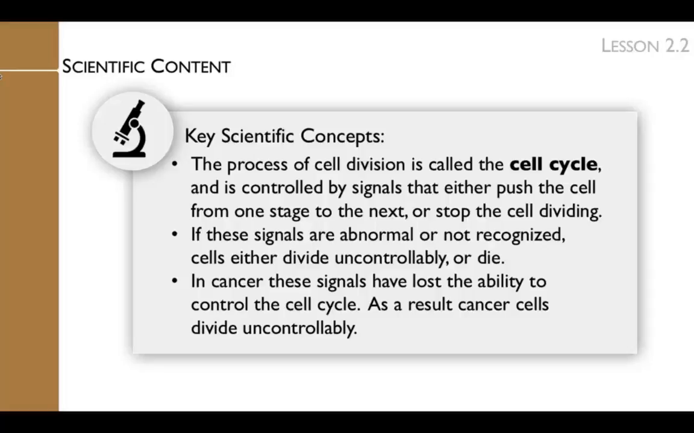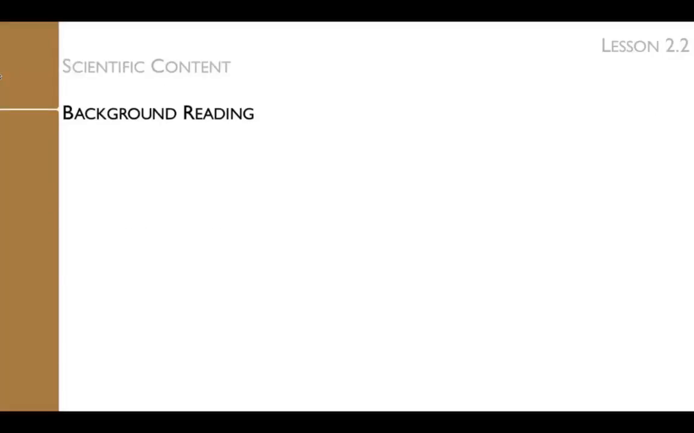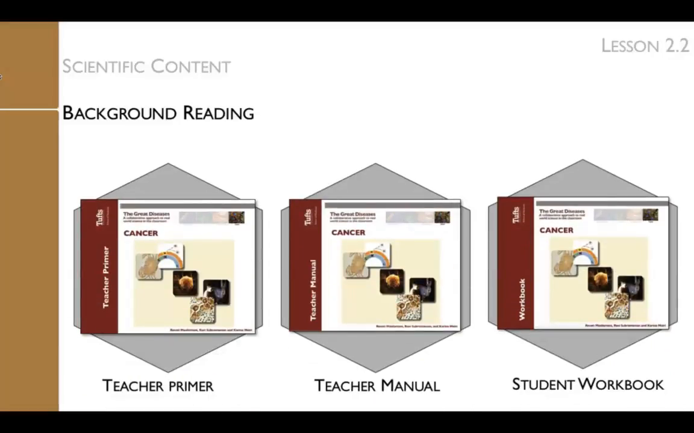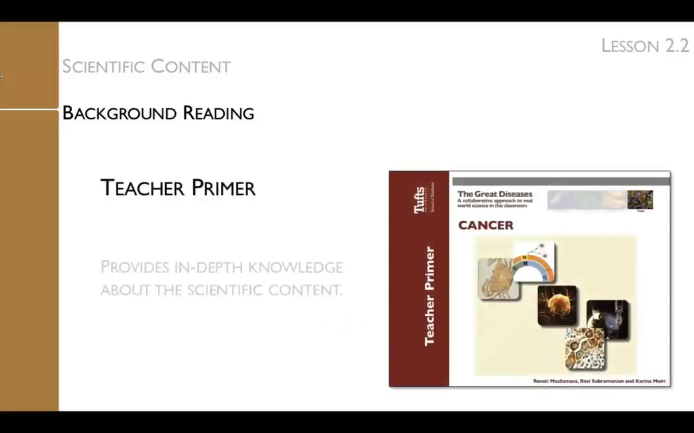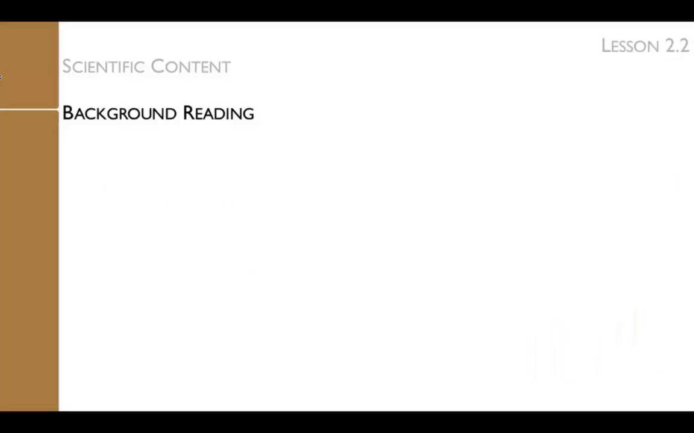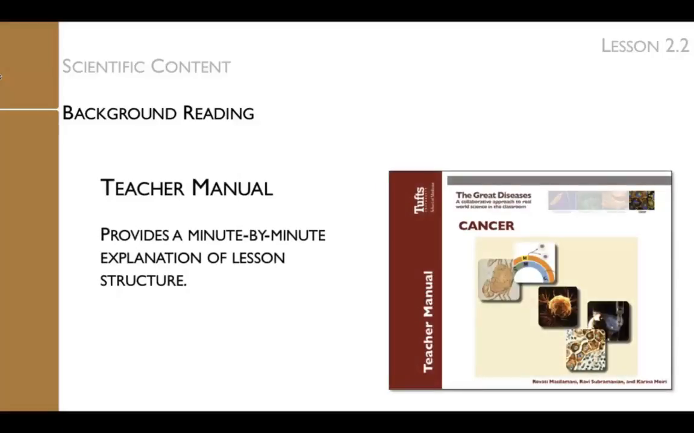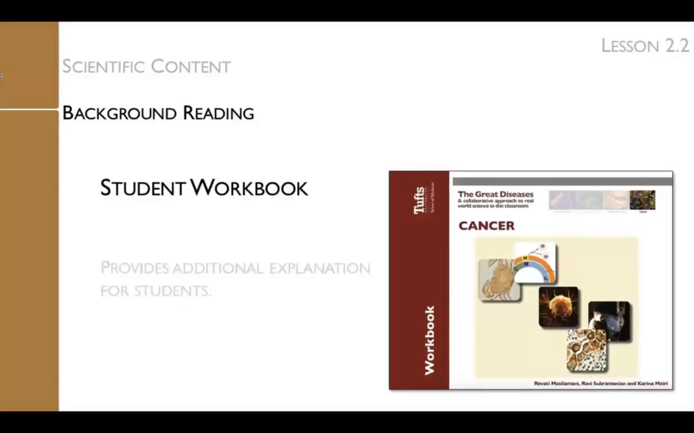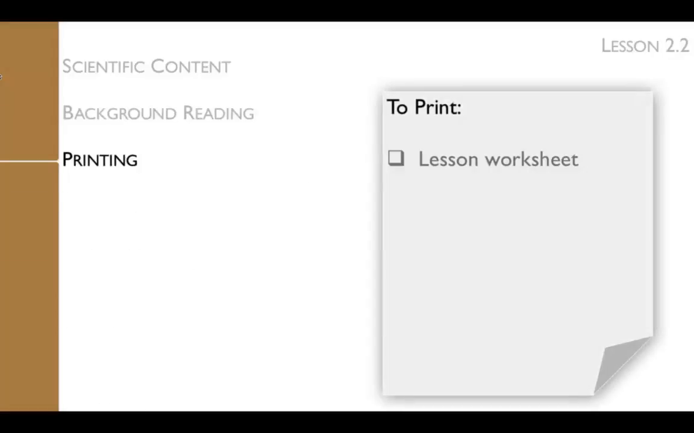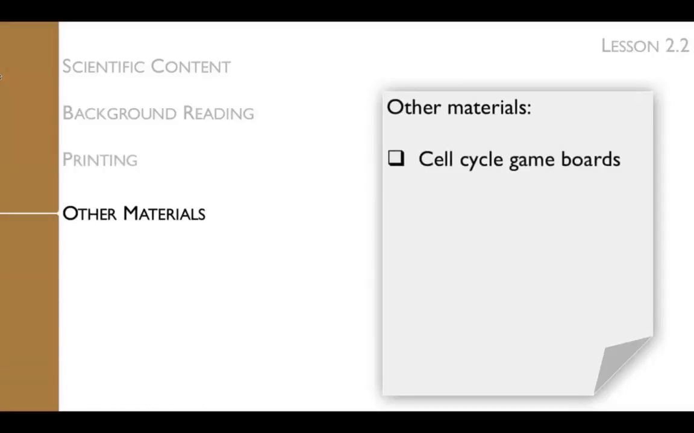You can review this scientific information in the background reading provided for you in the teacher primer, the teacher manual, and the student workbook. The teacher primer provides in-depth knowledge about the scientific content presented in this lesson. The teacher manual, or lesson plan, provides a minute-by-minute explanation of lesson structure. The student workbook provides additional explanation for students. Be sure to print the lesson worksheet and the homework worksheet. You will also need the cell cycle game boards and the cell cycle game dice.